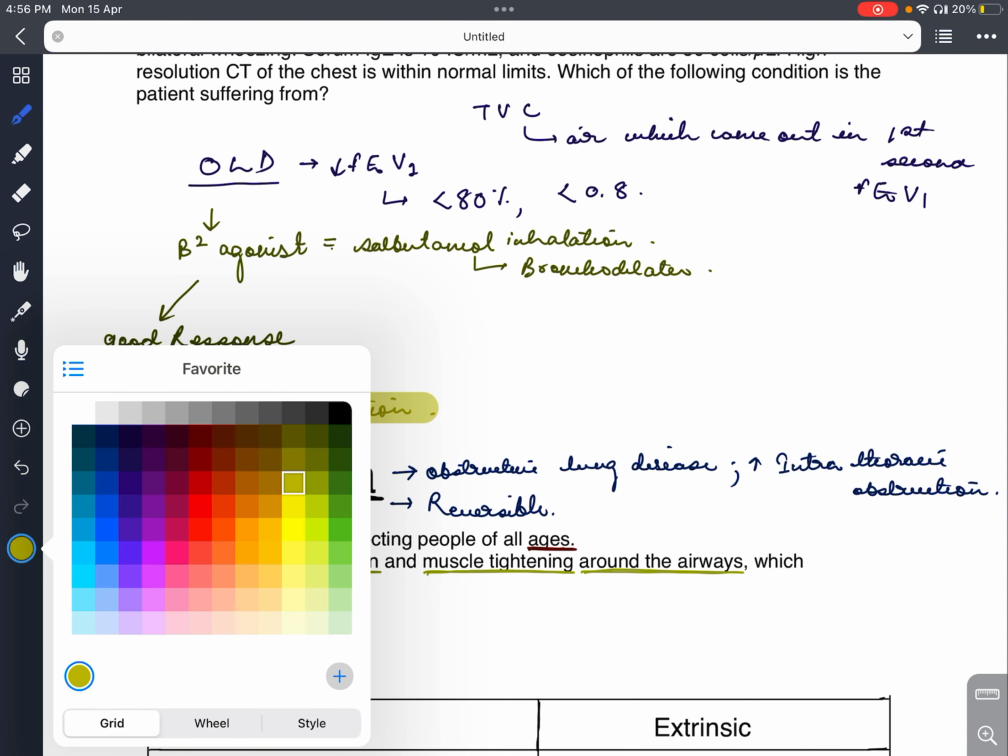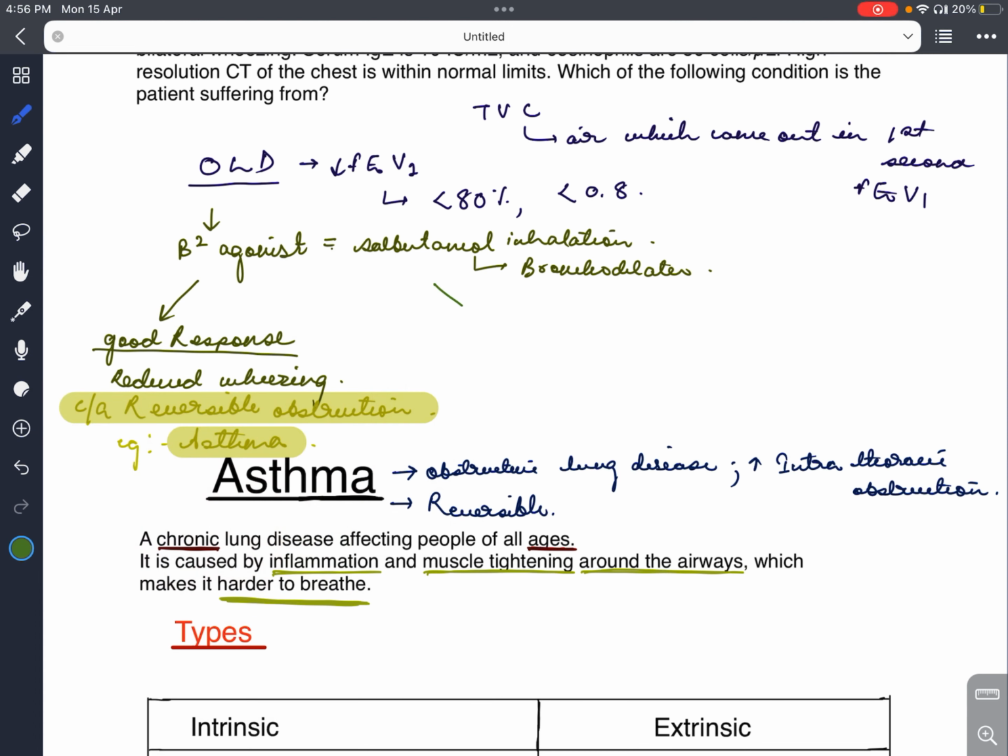Now, if on the other hand the response is poor, if wheezing is not decreased, then it will be called irreversible obstruction. For example, COPD.